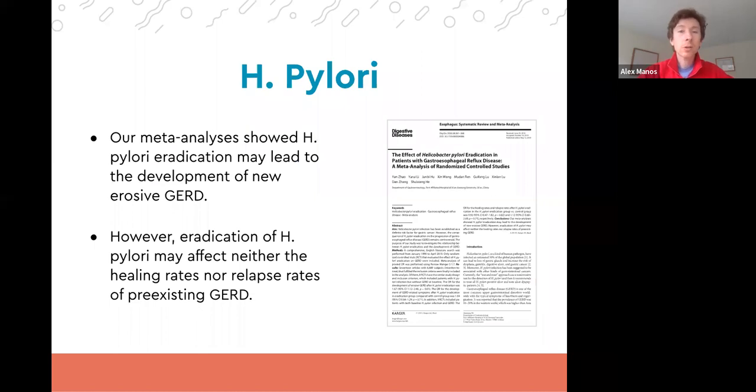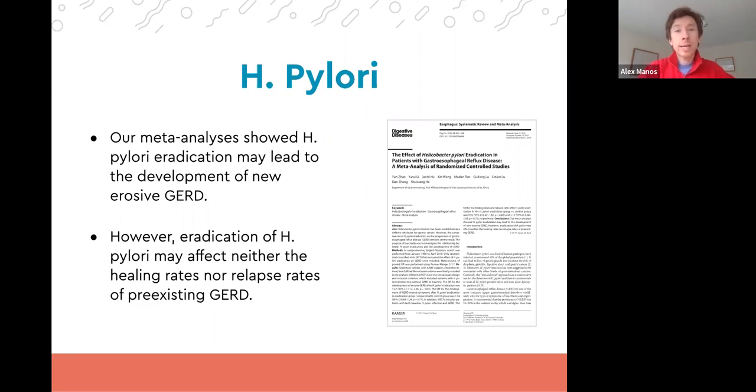Now, there's some really controversial information about H. pylori. This is a meta-analysis of randomized controlled studies. Randomized controlled studies are some of the better evidence that we have available to us. And a meta-analysis is ultimately a group of authors or researchers coming together and doing an analysis of all of those studies to come up with a conclusion from them.